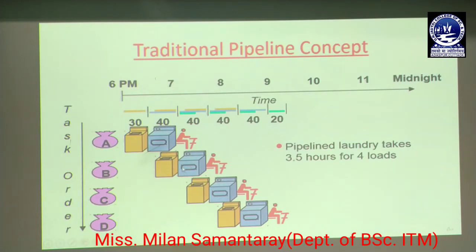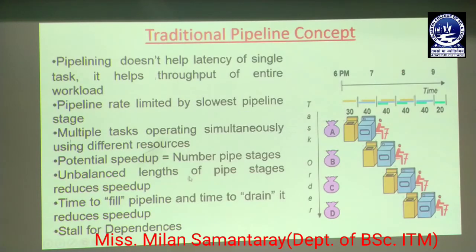Here you can see some clothes of A are in the folding phase, the clothes of B in the drying phase, and the clothes of C in the washing phase. That means in this single time period we can do multiple operations. So this is the concept of pipelining. Pipelining does not help the latency of a single task, it helps the throughput of the entire workload.